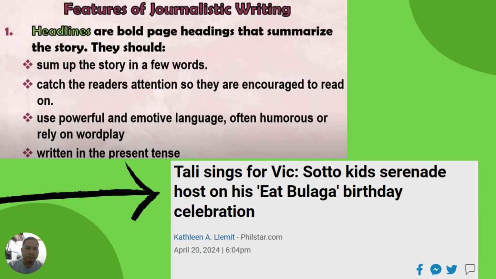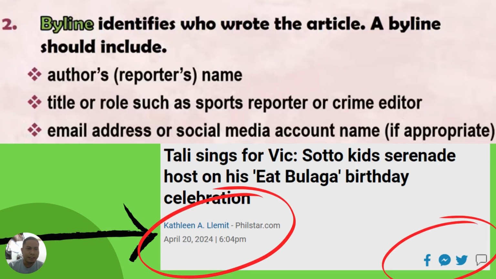So, let's go to another characteristic of journalistic writing, which is byline. Byline identifies who wrote the article. The thing that you remember about byline is the author or the writer of the news. So the author's name, title, what kind of position he or she is, a sports reporter or crime editor, and of course the details like the email address and social media account. So below the headline that is pointed by an arrow, you can see the example of byline.